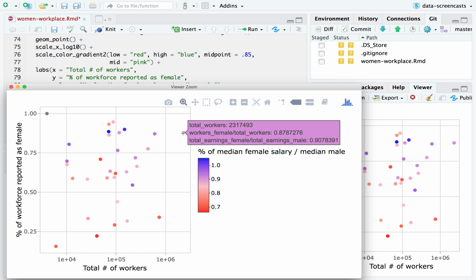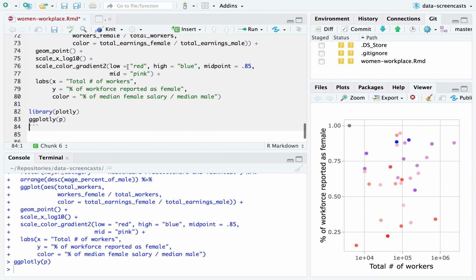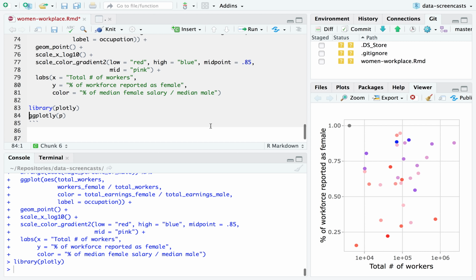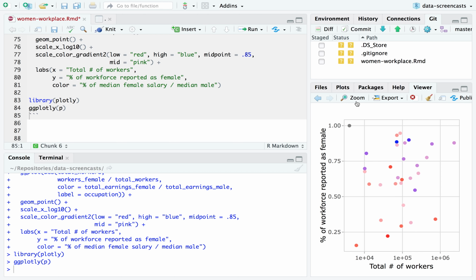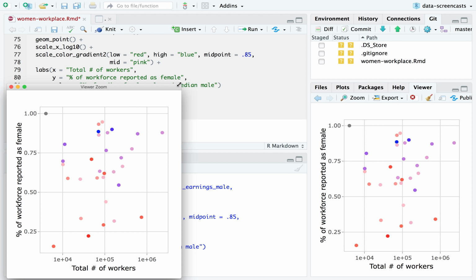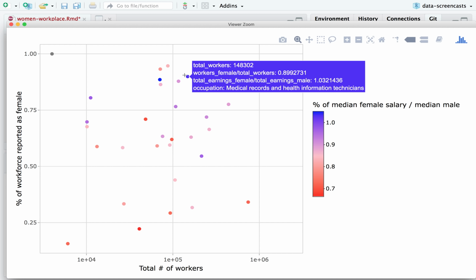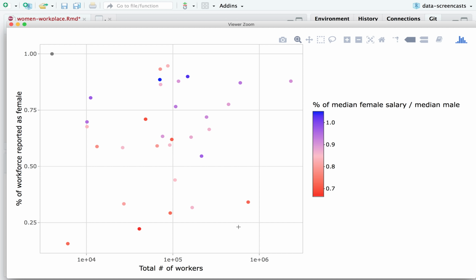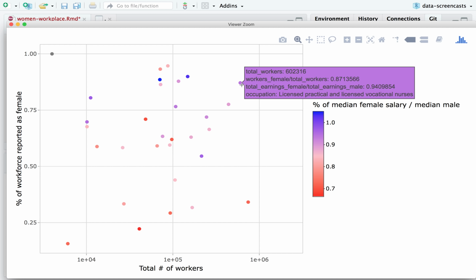It doesn't have the name fields yet. I'm going to add a field called, say, label equals occupation. It's going to give me a warning, I think. No, it doesn't give me a warning. There we are. All right, so what we can look at is registered nurses. This is both the most common job in the data set, the one with the most people, and it has a smaller pay gap, about 90%, the median woman earning about 90% of the median man. And here's physicians and surgeons.